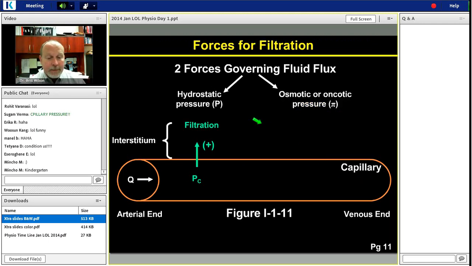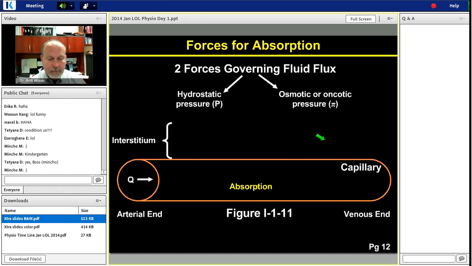Now, next factor will be the oncotic force in the interstitium. There's not a lot of proteins there, but nonetheless, there are some. So they will exert an osmotic force, which will promote filtration. So the oncotic forces in the interstitium are tending to pull fluid forward. So we're going to have two forces for filtration: hydrostatic pressure in the capillary and oncotic pressure in the interstitium.